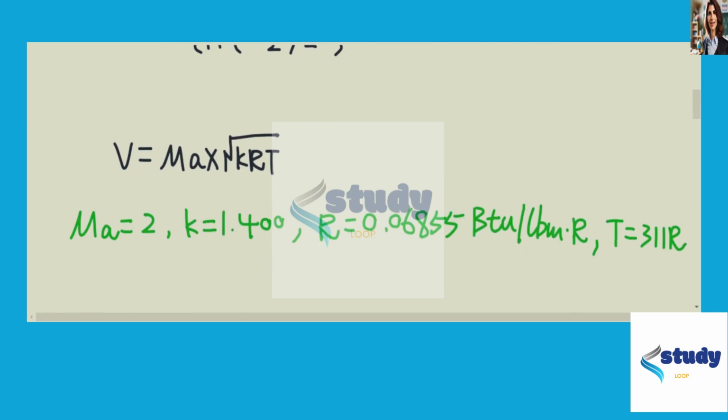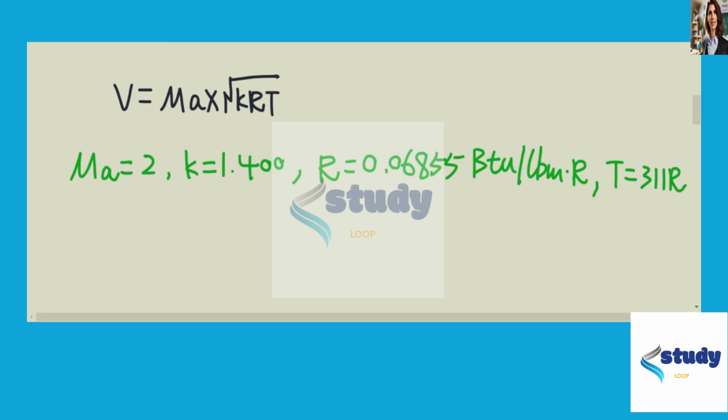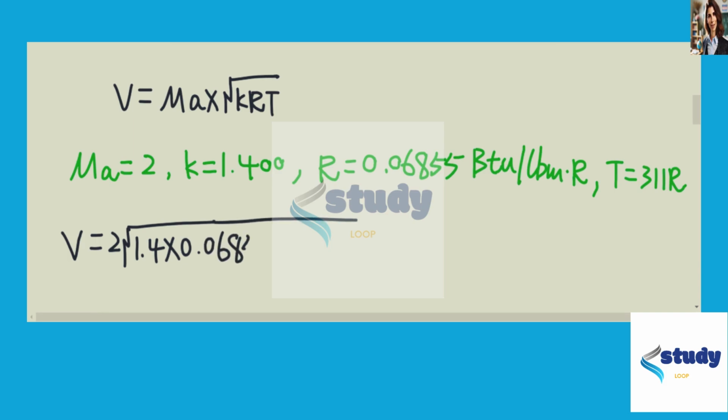And then let's determine the velocity at the test section, which is equal to the Mach number times the square root of kRT. R here is the gas constant for the air, which is about 0.06855 British thermal units per pound mass times Rankine. So now let's plug back into the equation to determine the velocity, which is equal to 2 times the square root of 1.4 times 0.06855 British thermal units per pound mass times Rankine, times 311 Rankine.